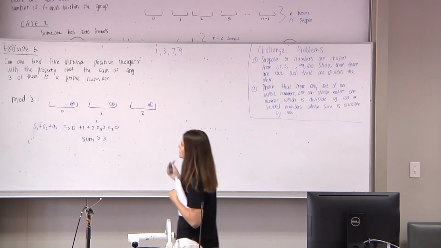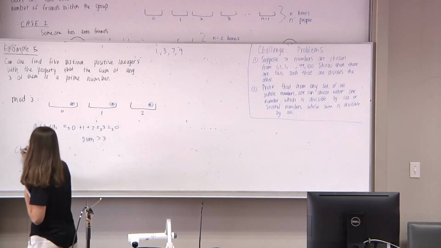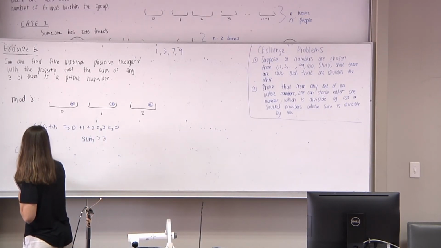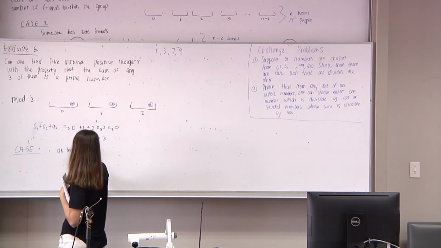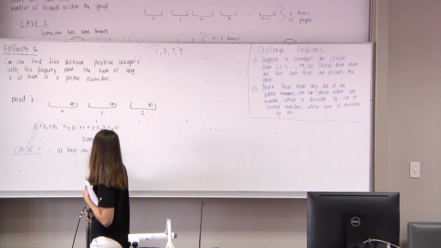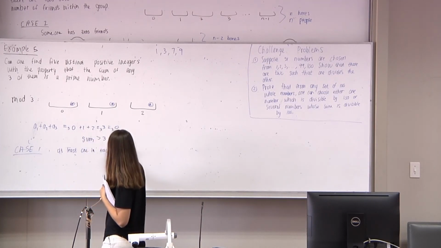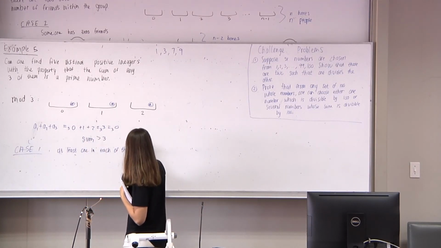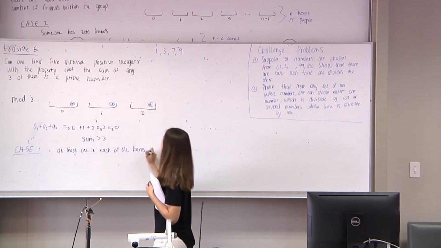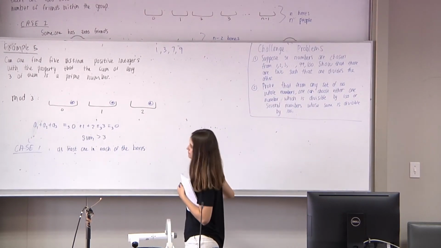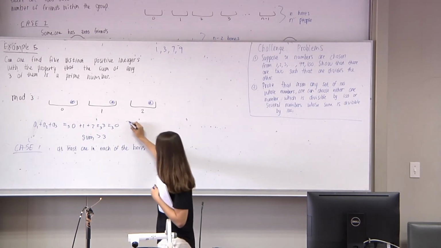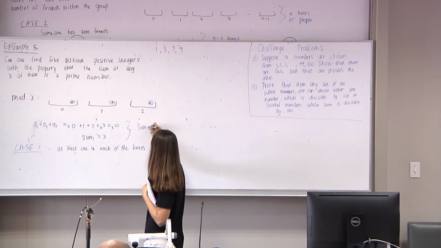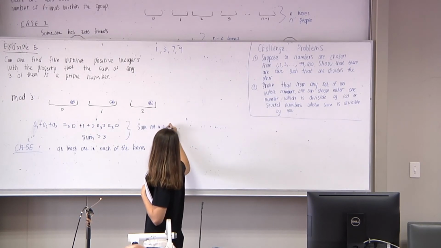Okay, so case 1 that we used here is at least 1 in each of the boxes. I would put at least 1 in each of the boxes, and we showed that if that is true, then the sum is not a prime.